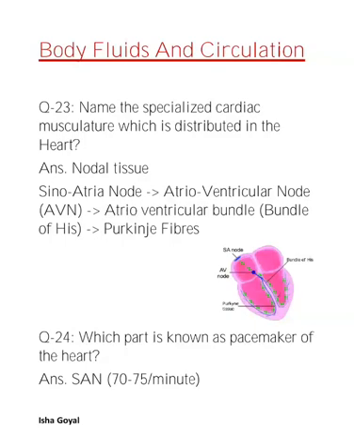The valves in the heart allow the flow of blood only in one direction, that is from atria to ventricles and from ventricles to the pulmonary artery or aorta. Nodal tissue is a specialized cardiac musculature which is distributed in the heart.